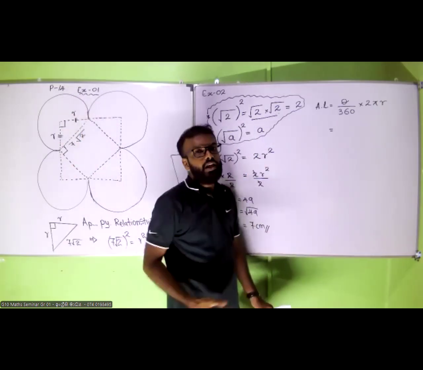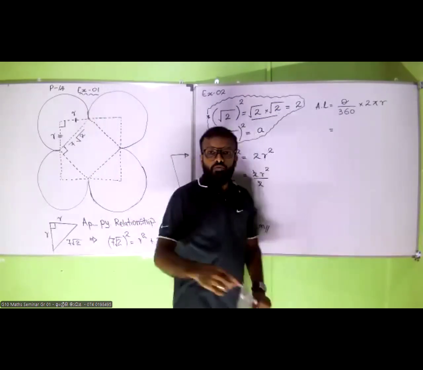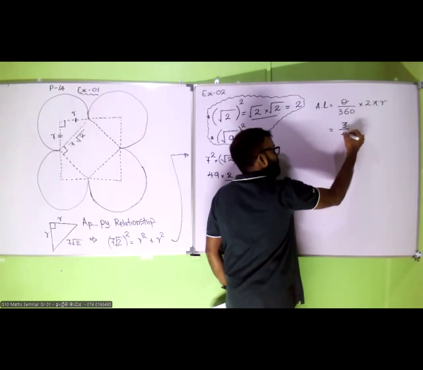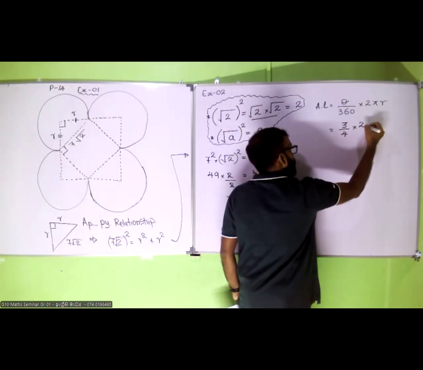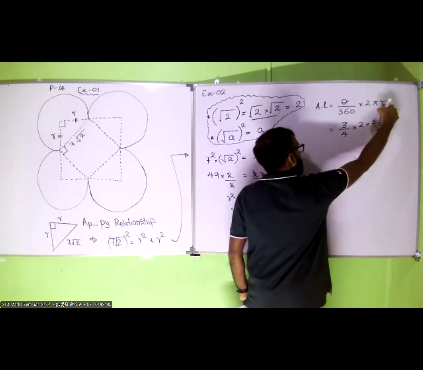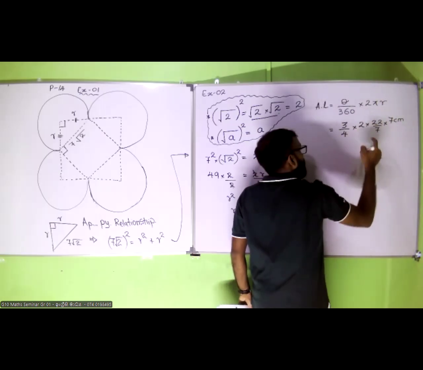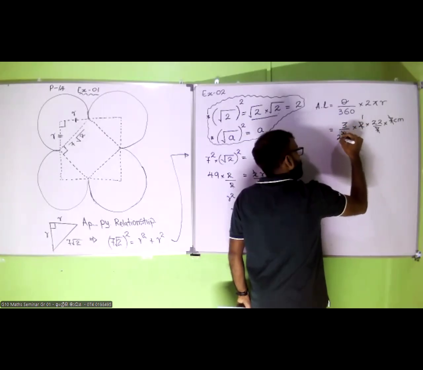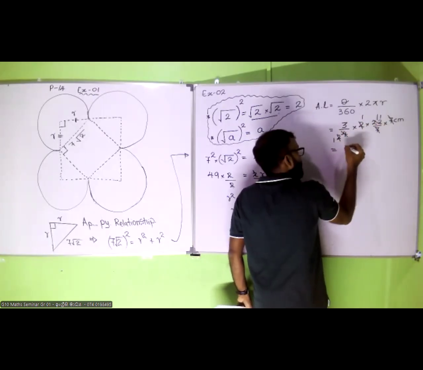So you no need to substitute theta equals 270. If you know, you can directly apply 3/4 for the fraction part. 3/4 of the circle, multiplied by 2π, where π means 22/7, multiplied by r. We have found that 7. So this is the arc length of one petal. 3 times 11, 33 centimeters.